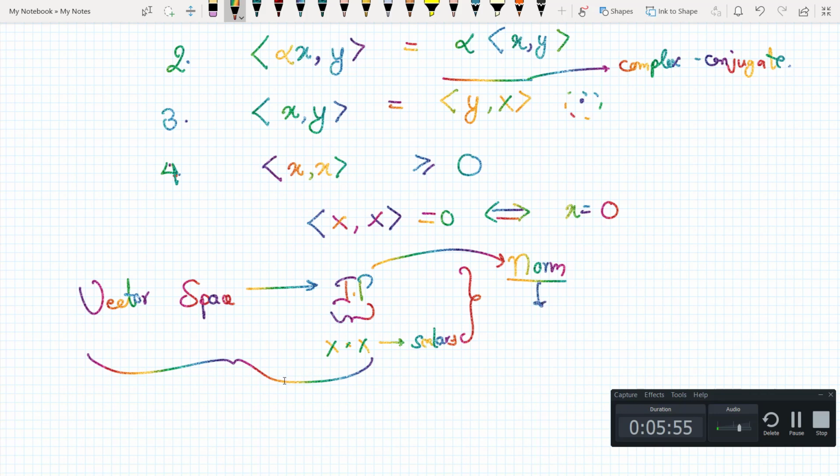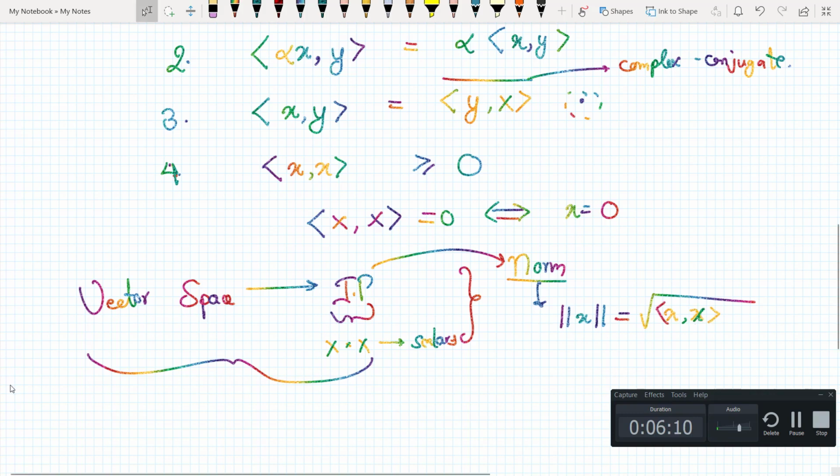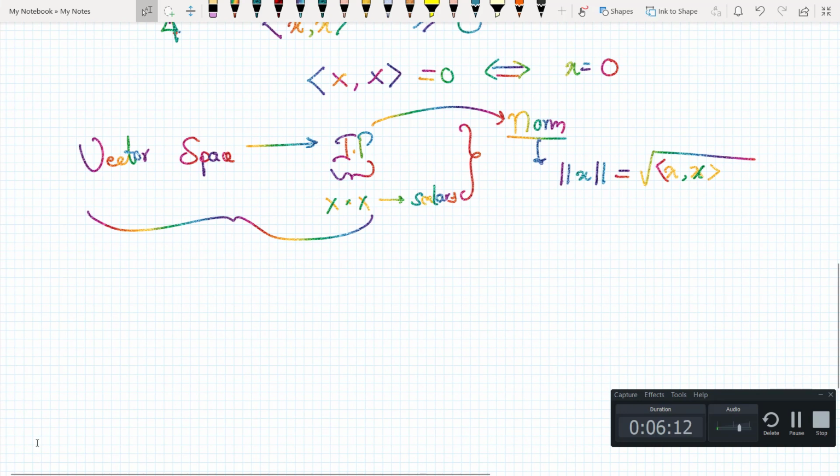And how is this norm defined? This norm is defined as follows. The norm of any element is equal to the square root of the inner product of the element with itself. So this is how I get the notion of norm from my inner product.